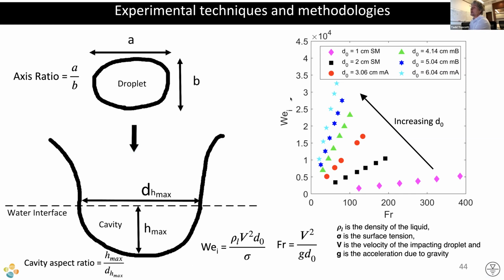But if you see here, we plotted the Weber, let's say, versus the Froude number. You can see that they don't collapse necessarily on one another, but you see what happens as you increase D naught, or the size of the droplet. D naught represents the diameter the droplet would be if it were a perfect sphere. And we're going to use that several times throughout the study here.